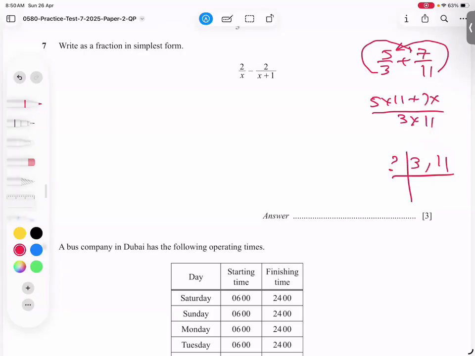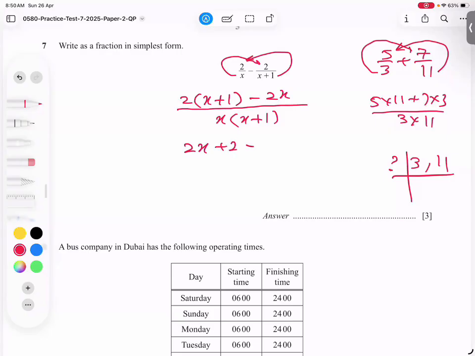So the same criteria I'm using now here. What is the LCM here? I cannot take a common factor. So x times (2x plus 1) is the LCM. And this multiply here and this multiply there. So 2 times (2x plus 1) and 2 times 2x. So open the bracket: 2x plus 2, and negative 2x. And no need to multiply in the denominator.